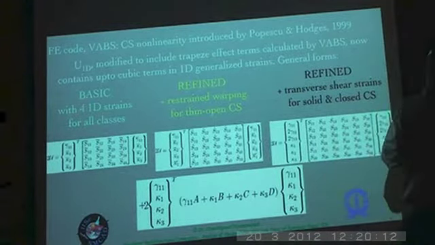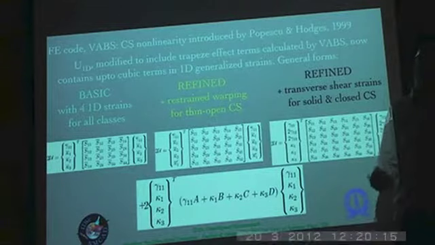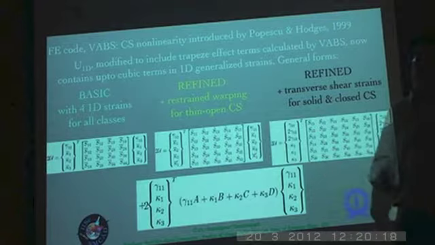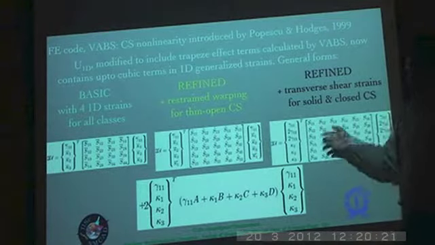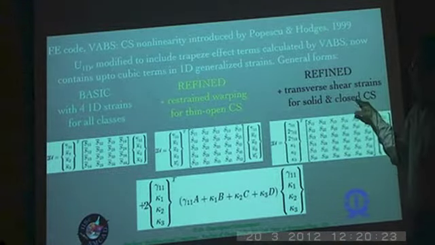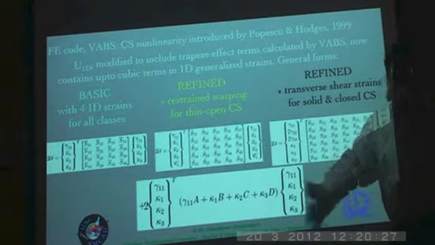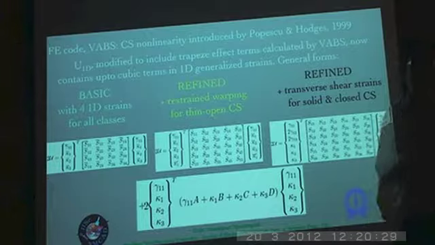You might get probably an improvement in accuracy of the order of 0.1% or so, which is typically useless. So for a solid cross section and thick walled closed cross sections, you will not worry about this at all. Nonlinearity of the cross section is not important.